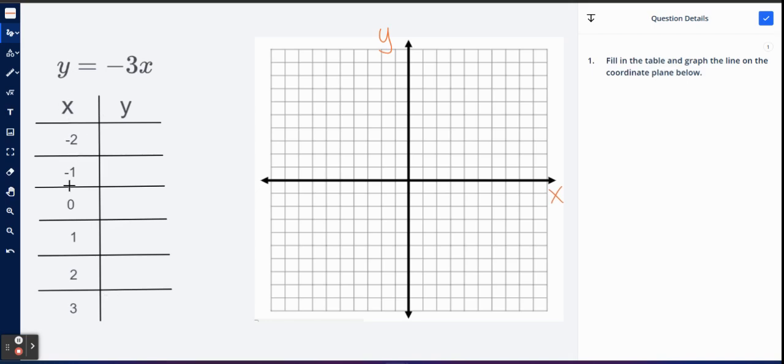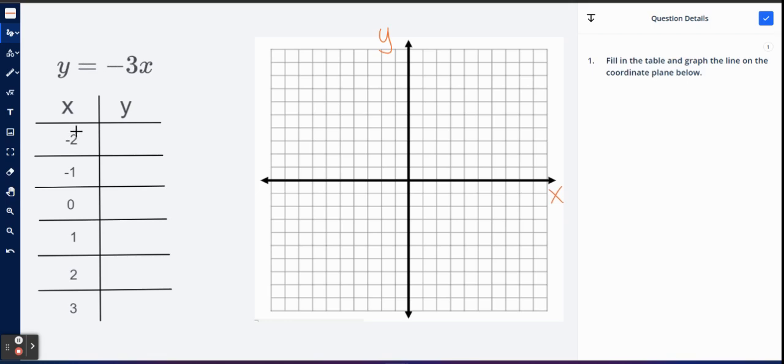Now, the x values are filled in here. Not always is that going to be the case, but at least with these problems that we're going to do today, we just have to figure out what the y values are, then plot the coordinates. So what I'm going to do is take this x value, plug it into our function, and perform the indicated operations. So y equals negative 3 times x.